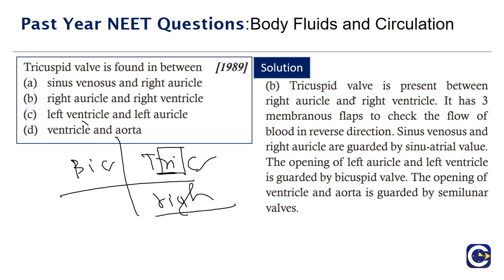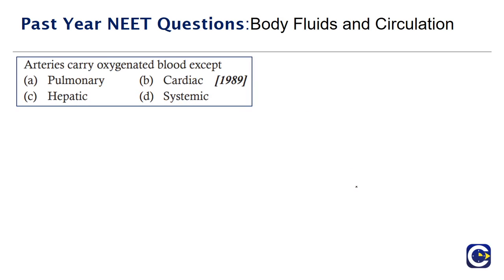Tricuspid valve is present between the right auricle and the right ventricle. It has 3 membranous flaps to check the flow of blood in the reverse direction. That's why it's called 3 cusps; there are 3 leaf-like structures. Sinus venosus and right auricle are guarded by the sinoatrial valve. The opening of the left auricle and left ventricle is guarded by the bicuspid valve. The opening of the ventricle and aorta is guarded by the semilunar valves. So the answer is right auricle and right ventricle.